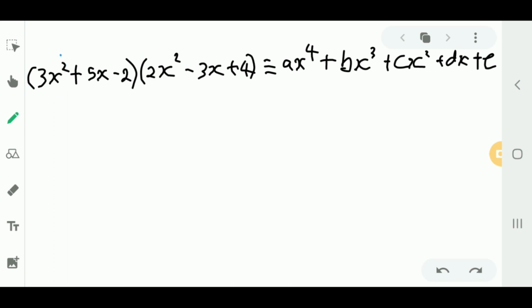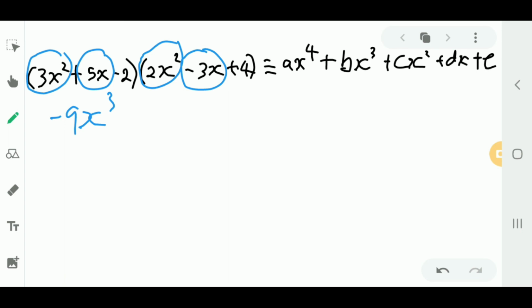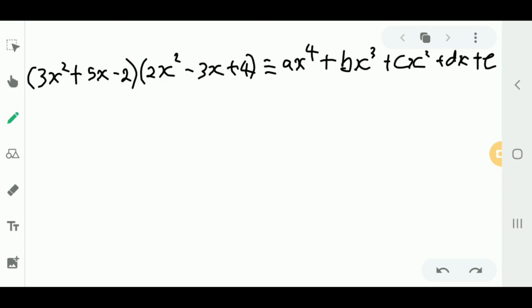Okay, so if you multiply your x squared by your x term, you get x cubed. So that would be 3x squared times minus 3x, that would give you minus 9x cubed. And again, you can see that x term times the x squared would give you x cubed again. So that would be 5 times 2, that gives you plus 10x cubed. So if you simplify that, you would get 1x cubed. So that means B would be equal to 1.